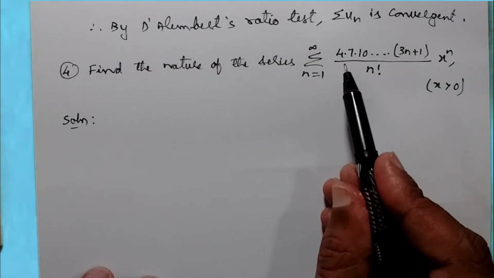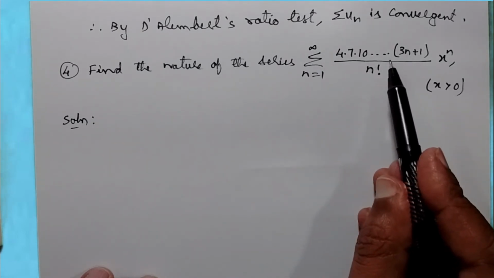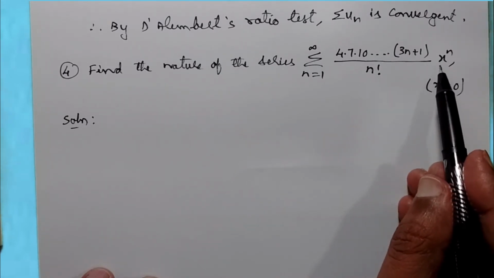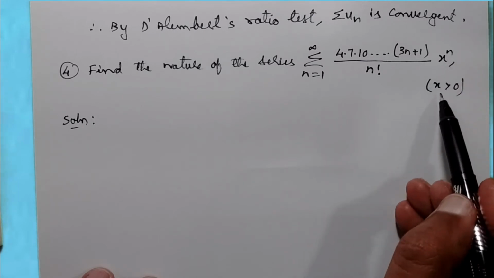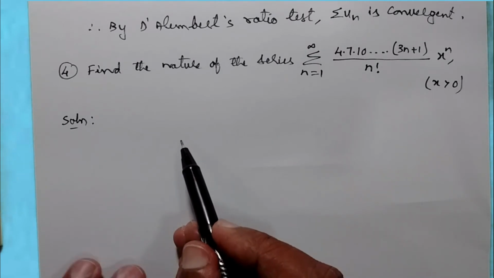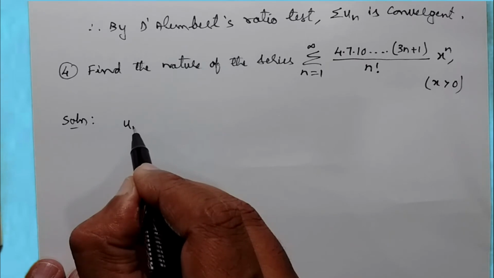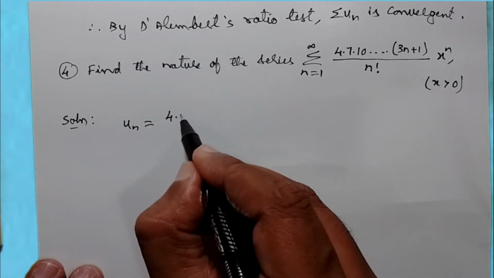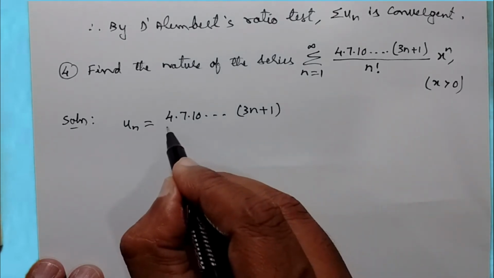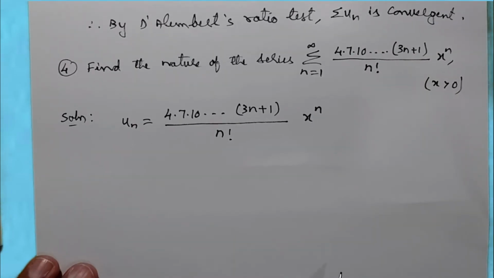Find the nature of the series. Summation n is equals to 1 to infinity 4 into 7 into 10 into so on 3n plus 1 divided by n factorial into x power of n, where the value of x is greater than 0. That means x is a positive value. So this expression will take it as un. So un value is given 4 into 7 into 10 into so on. It is 3n plus 1 divided by n factorial into x power of n.